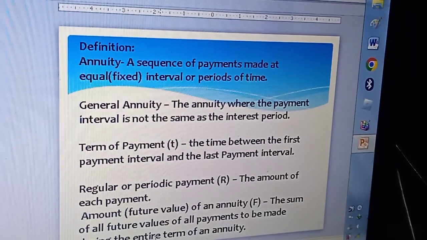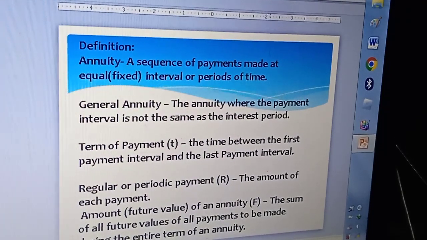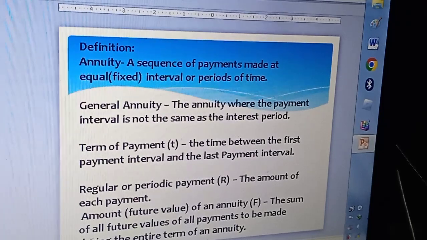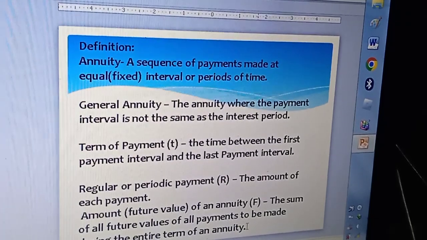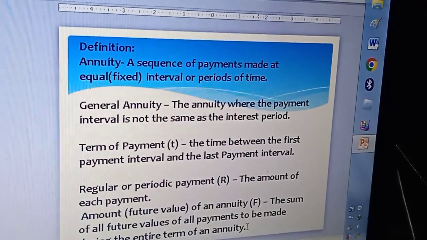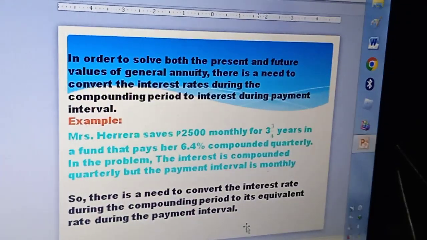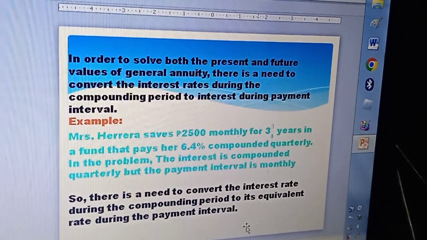So that's it, the terms used in the study of the annuity.